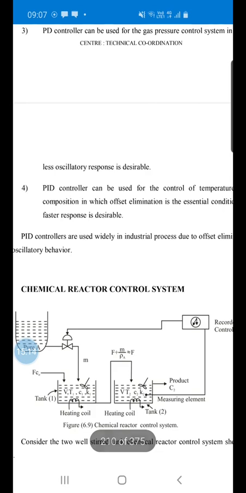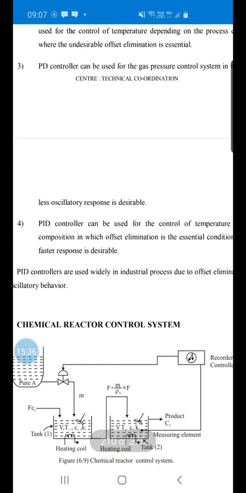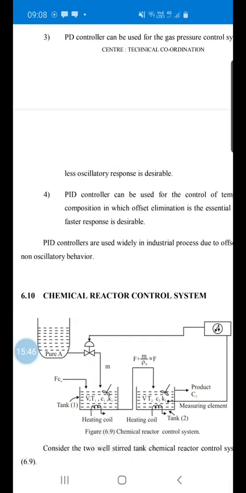So this is how various types of controllers are used in chemical industries as per the requirements. Among all these controllers, PID controllers are widely used because of less offset, less oscillation, and they provide a quick response to the system. So this is how we can study the controllers with the help of their transfer function, characteristics and applications. In the next lecture, we'll discuss the chemical reactor control system.